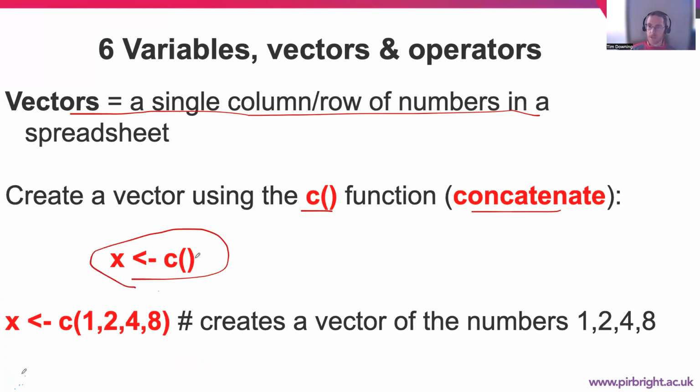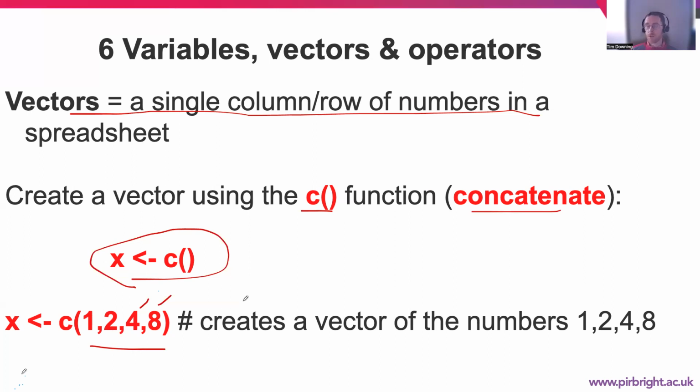x is assigned the value of c with nothing in it. What we want to do is add in numbers. So in this case, we'll add 1, 2, 4, 8. And you note here that there happen to be no spaces, but that's just to fit it onto the PowerPoint here. We could have one or many spaces here, and R will recognize that these are numbers. So this creates a vector with 4 different entries. So 1 is the first element, 2 is the second element, 4 is the third element, and 8 is the fourth element.